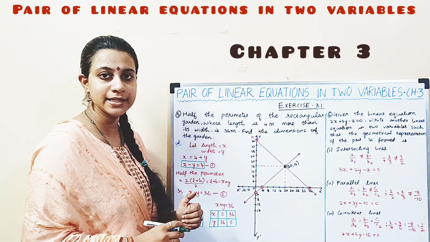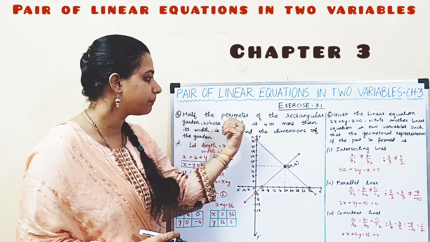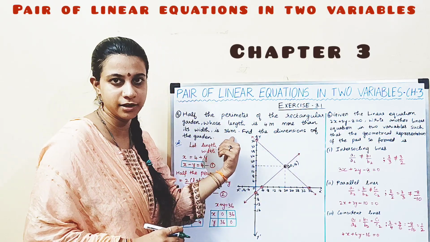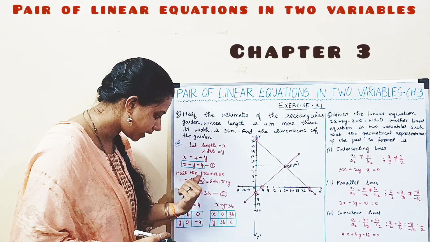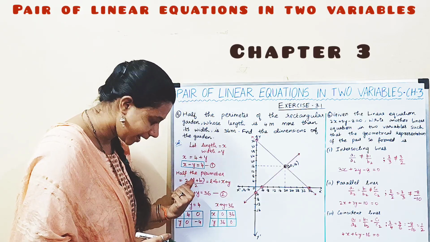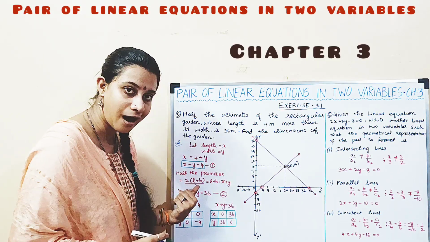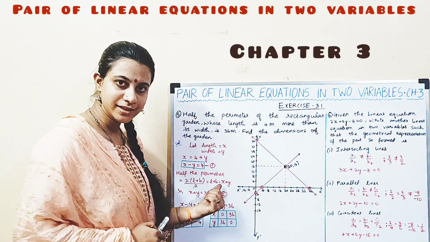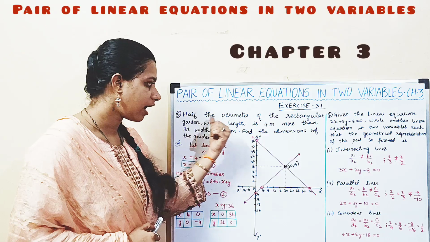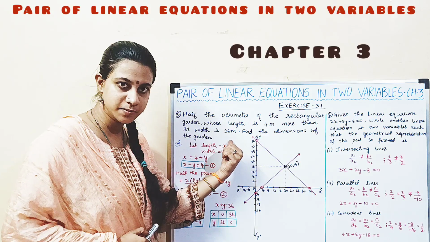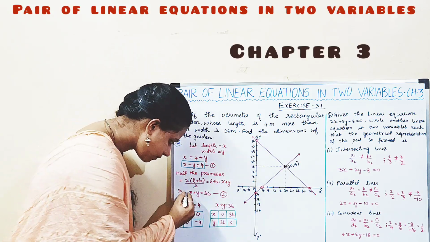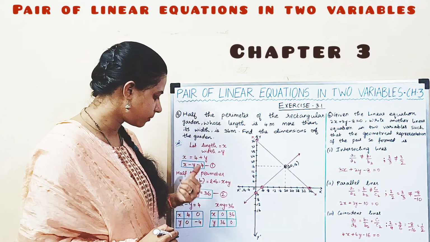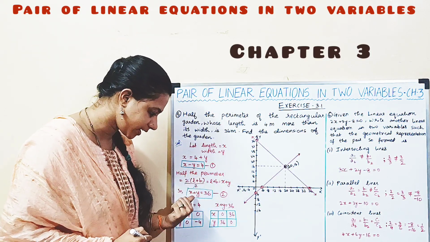Okay. What is the next data given? Half the perimeter of the rectangular garden is 36 meter. What is the perimeter of the rectangular garden? 2 into L plus B. Here we have to take half of that. So 2 into L plus B by 2, which is nothing but x plus y. Here half the perimeter is given to be 36 meters. So we will get x plus y is equal to 36. Okay. So we have got two equations, x minus y is equal to 4 and x plus y is equal to 36.